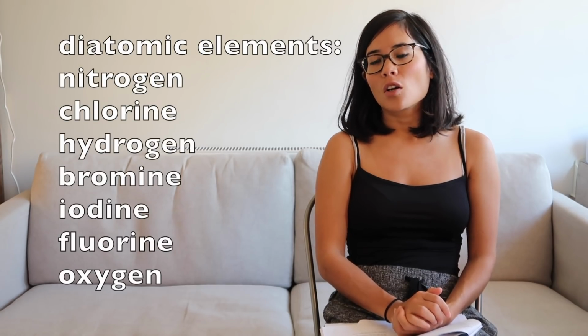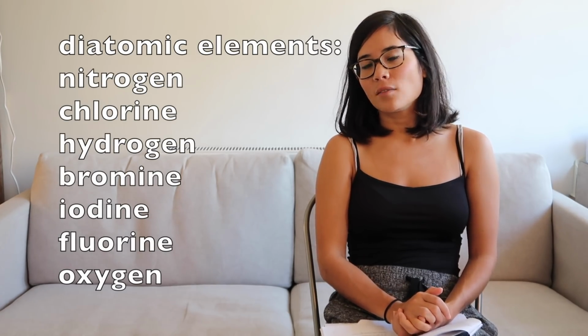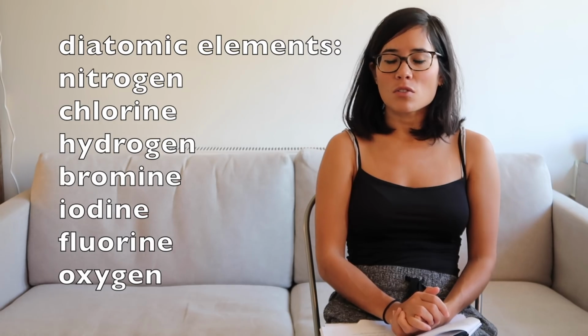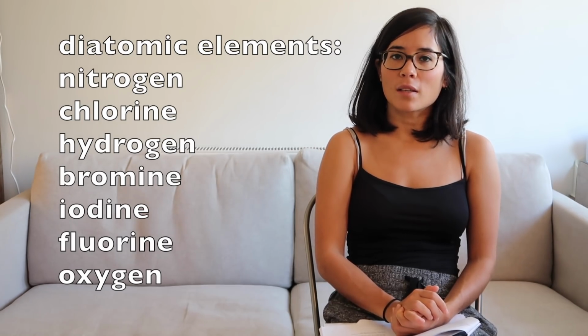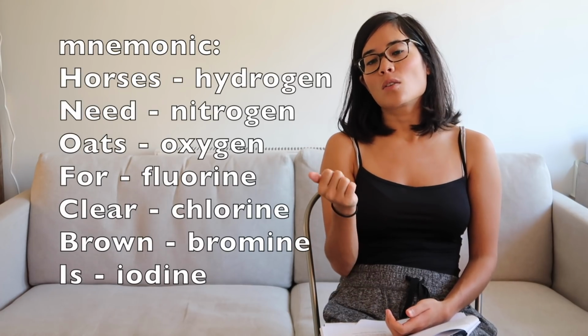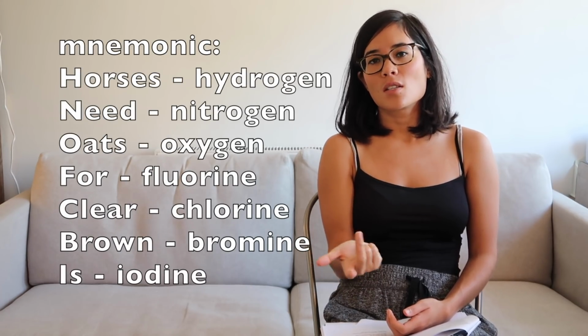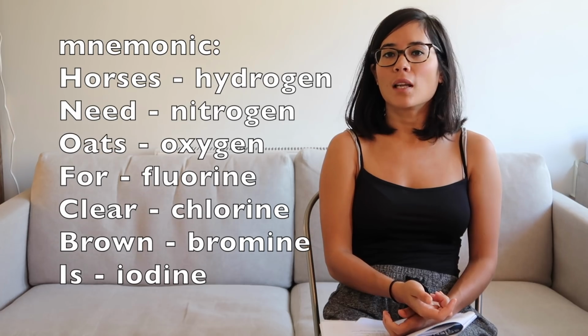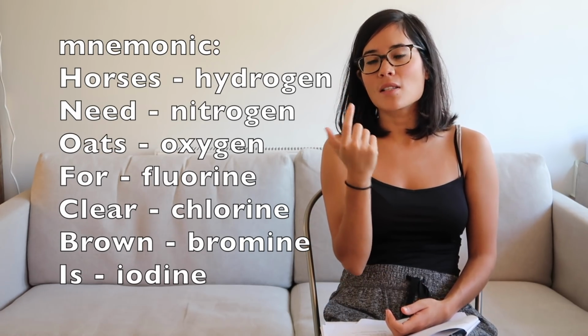And remember the other elements which are also diatomic are nitrogen, chlorine, fluorine, bromine and iodine, and oxygen. Now do remember this as a list, because in case it comes up and you've got to balance equations, you've got to remember that they're diatomic. And my friend who's also a teacher, she told me a way to remember this, which is horses need oats for clear brown eyes. So hydrogen is horses, need is nitrogen, oats is oxygen, for is fluorine, clear is chlorine, brown is bromine, and eyes, it's a bit strange because obviously it's not eyes, it's about eyes, but iodine.